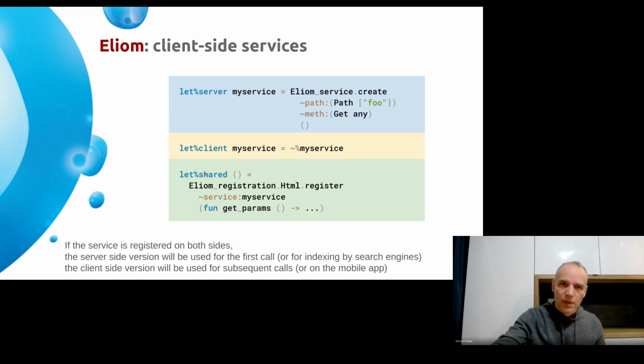This is an example of client-server service registration. If the service is registered on both sides, or in the shared section, the server-side version will be used for the first call, or for indexing by search engines, for example. And the client-side version will be used for subsequent calls or on the mobile app to avoid delays when changing page. And this is done automatically using the usual A function for creating links, that we call the client-side service instead of doing a call to the server.